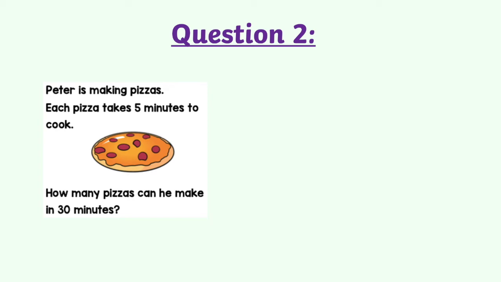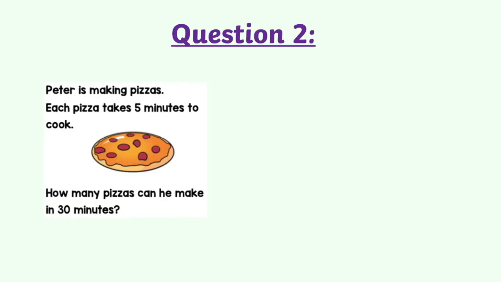Question 2. Peter is making pizzas. Each pizza takes 5 minutes to cook. How many pizzas can he make in 30 minutes? So have a go at this. Think about how you can use a bar model to help you. Click pause here and click play when you're done.